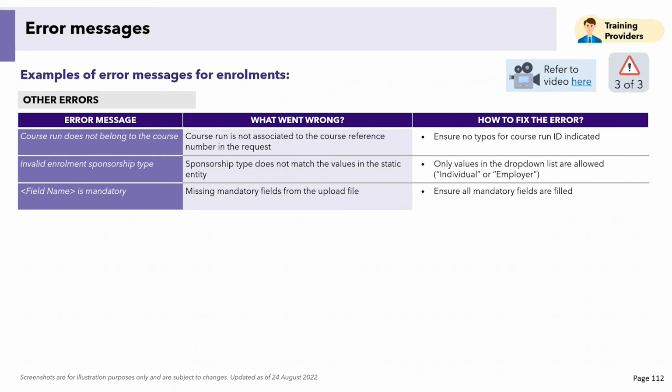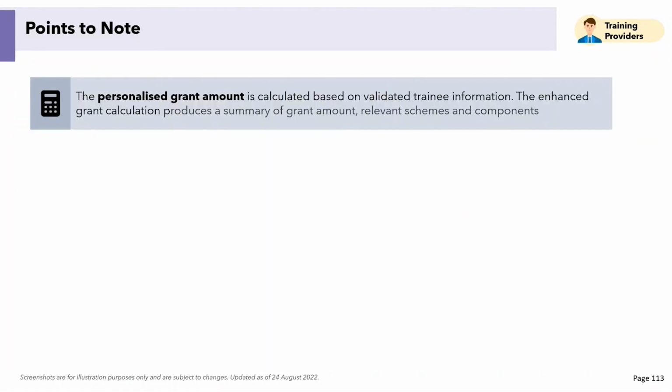So just to do a summary for this section, firstly, we looked at the grant calculator, for which the personalized grant amount is calculated based on the trainee information. The main function of this is for your TP to see a quick summary of the grant amount, the relevant schemes and components when they enter in the trainee details.